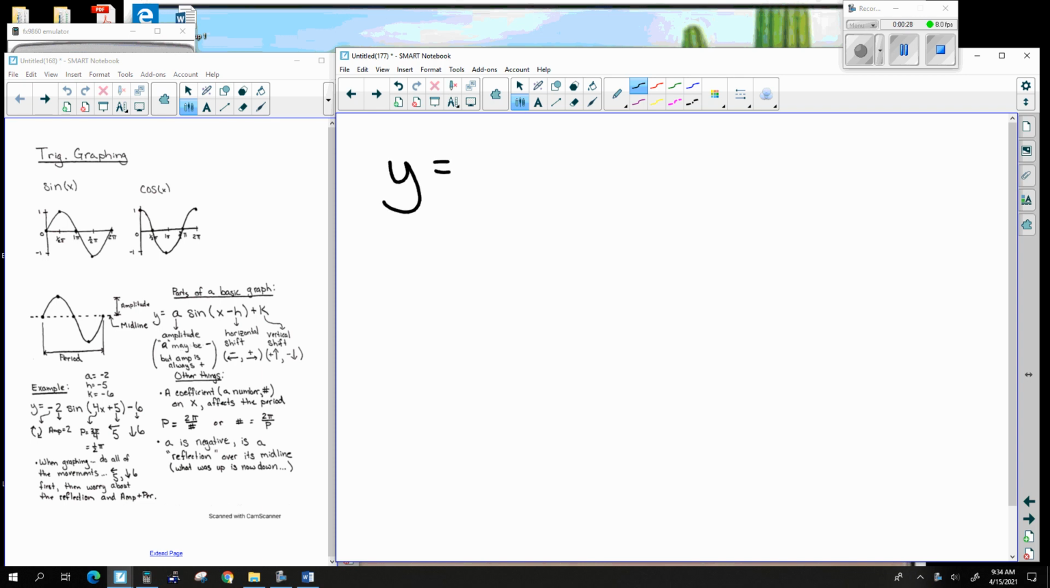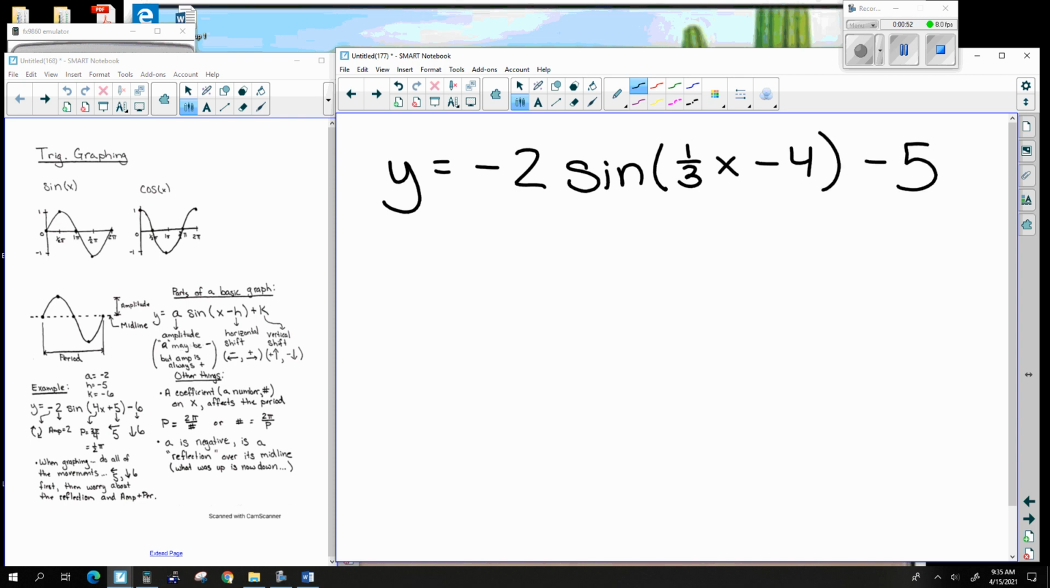So an example would be y is equal to -2 sine 1/3 x minus 4 minus 5 or something like that. Okay, a bunch of stuff going on here. All right, so here we see the 2 itself is the amplitude. So the amplitude is equal to 2 in this situation.